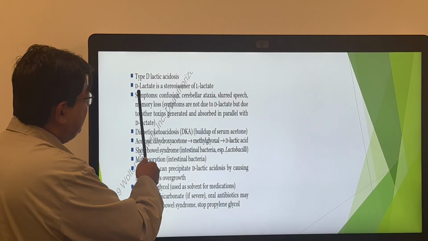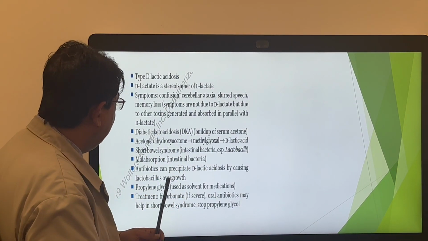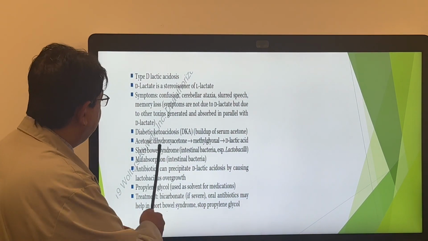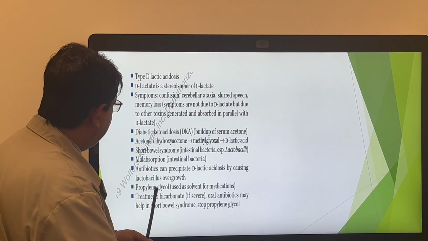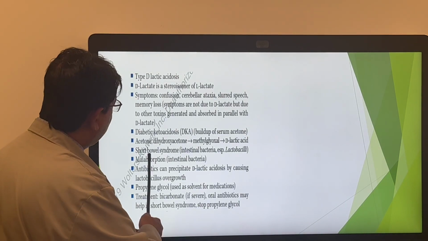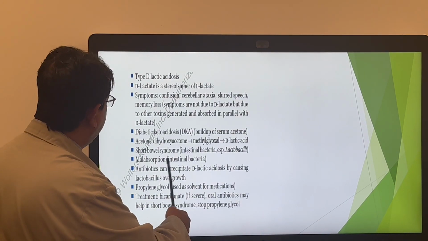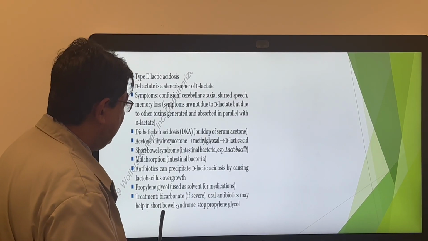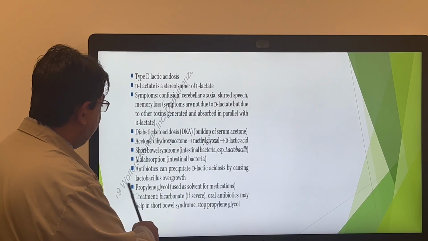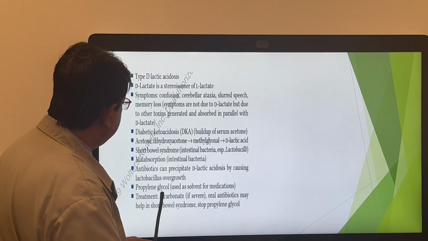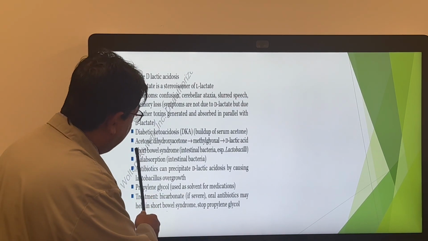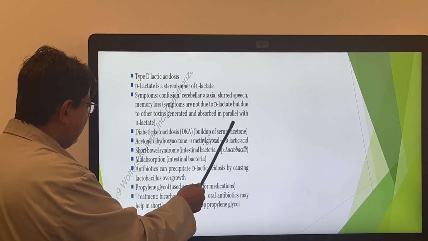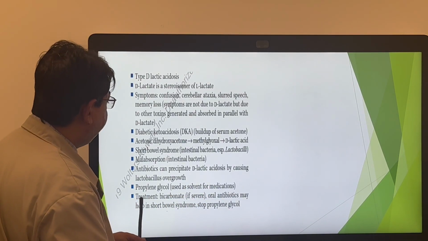As I said, it's a stereoisomer of L-lactate. Typically, you want to think about acetone. So you'll think about diabetic ketoacidosis. You'll think about short bowel, intestinal bacteria. Sometimes antibiotics can precipitate D-lactic acidosis because of lactobacillus overgrowth. And what happens is that the acetone is metabolized by the methylglyoxal pathway into D-lactic acid.